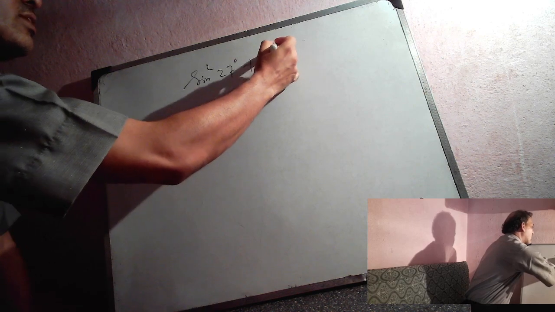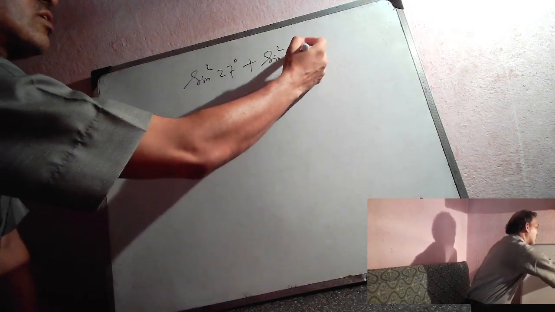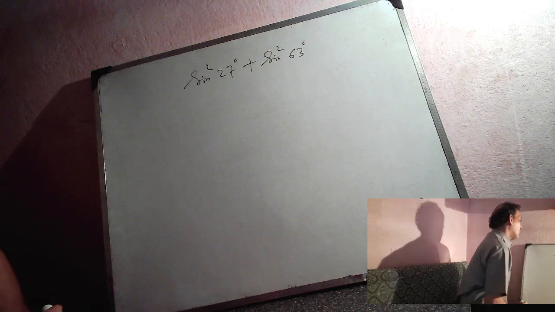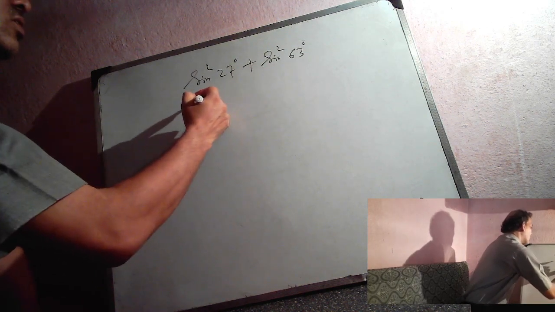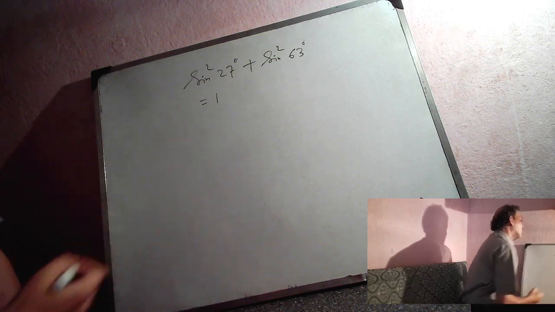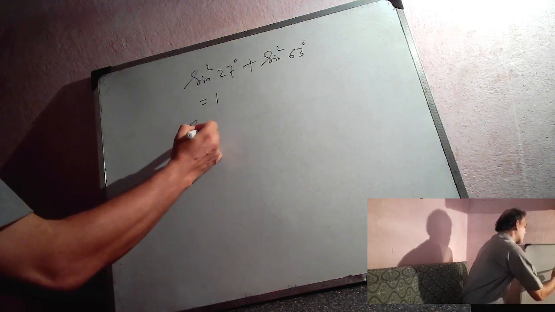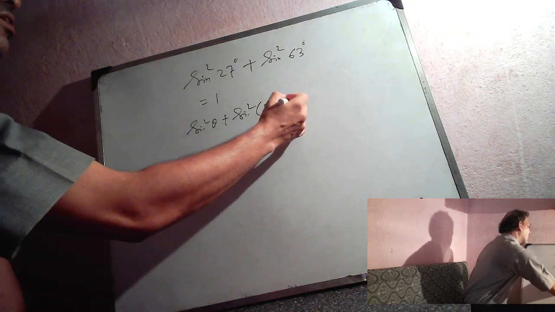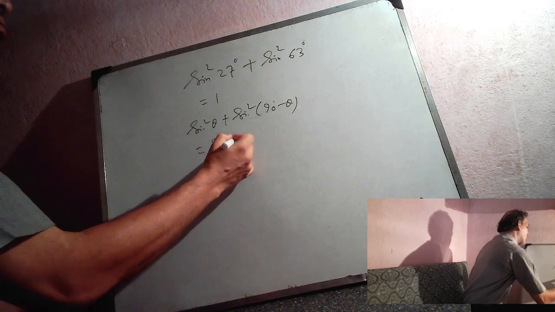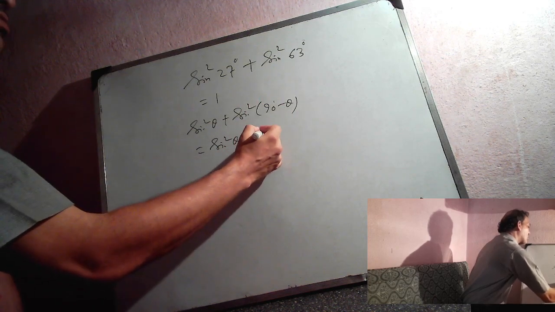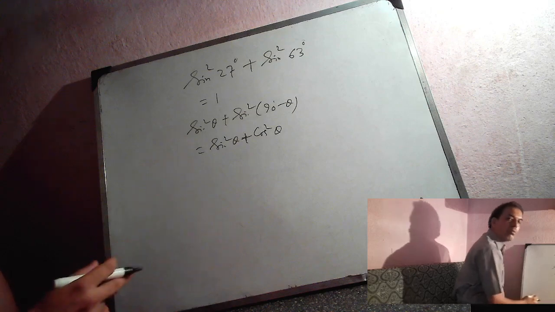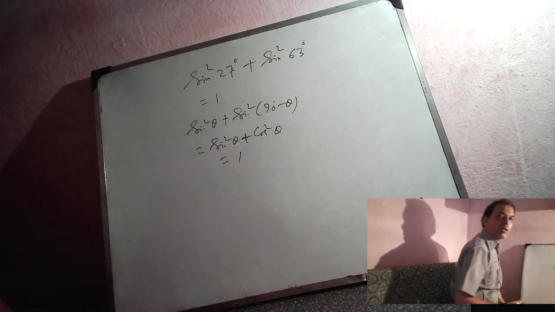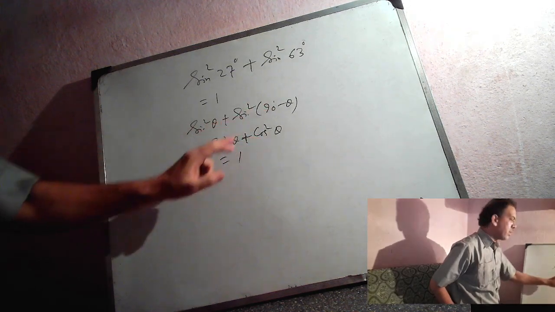Next, sin square 27 degree plus sin square 63 degree. What will be its value? It will be equal to 1. Why? Sin square theta plus sin square (90 minus theta) equals sin square theta plus cos square theta. We have the formula sin square theta plus cos square theta equals 1. That is why sin square theta plus sin square (90 minus theta) equals 1.